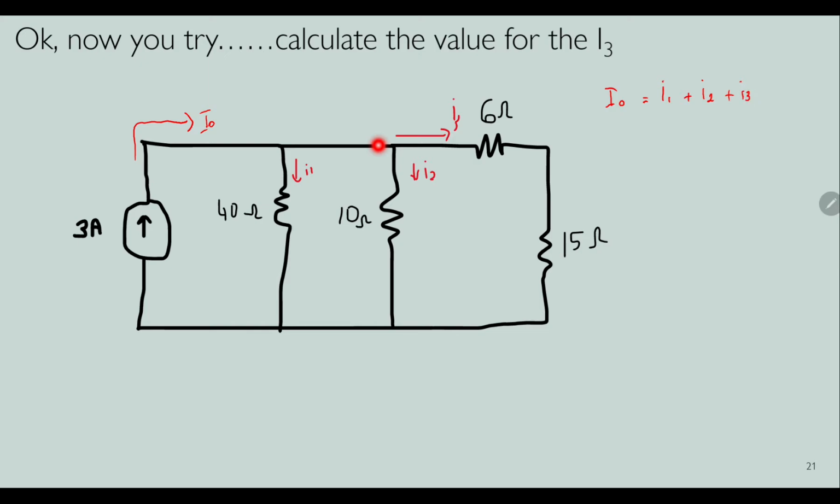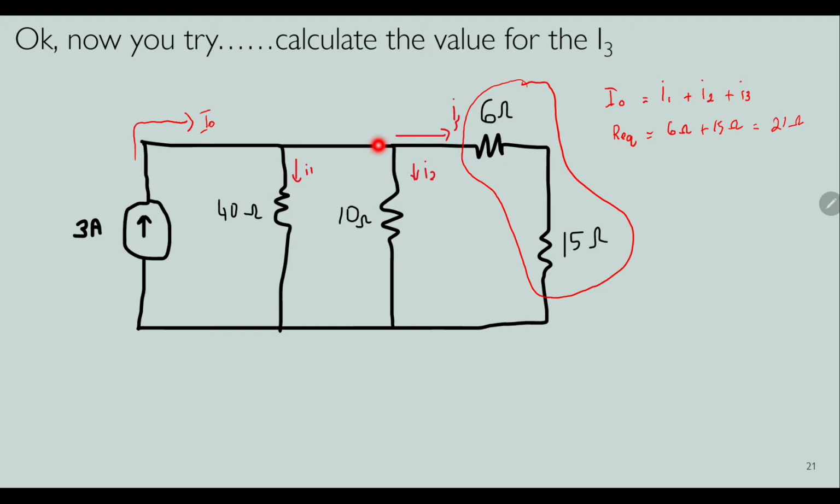What you need to do to calculate I3 is combine the 6 ohm resistance and the 15 ohm resistance. These two resistances are connected in series, so you combine them to get the R equivalent. R equivalent will be 6 ohm plus 15 ohm, which gives 21 ohm.